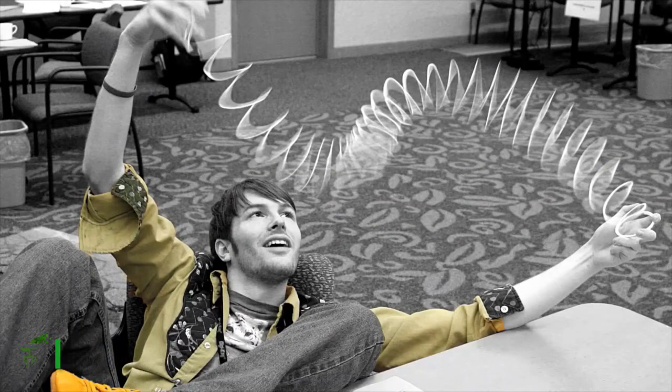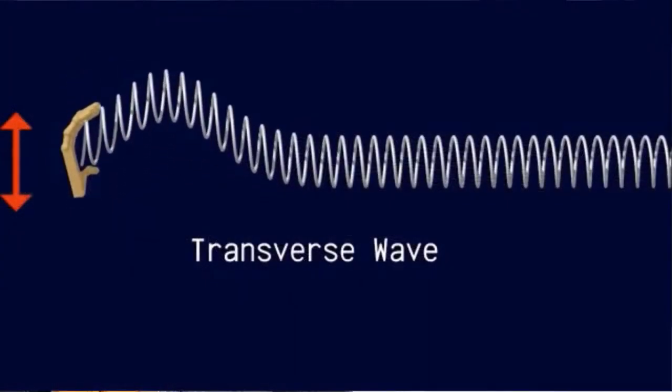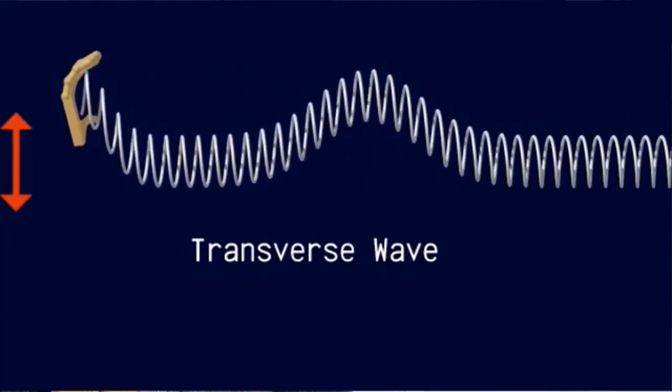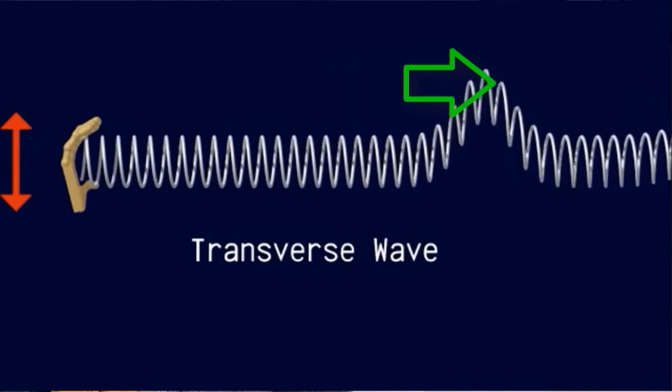Slinkies make great demos of transverse mechanical waves. You can generate a transverse wave by displacing one end of the slinky. A single pulse is generated by displacing your hand up and down. Notice that the up-down pulse travels from left to right.